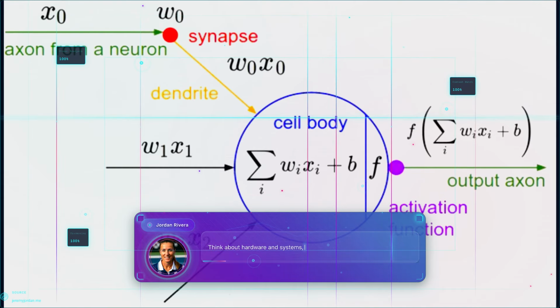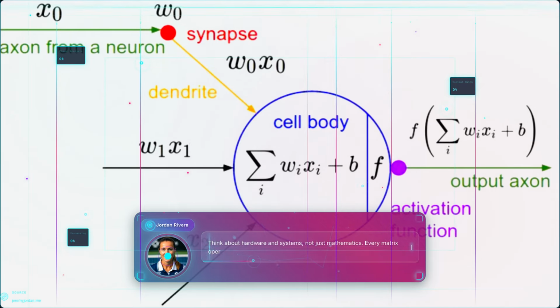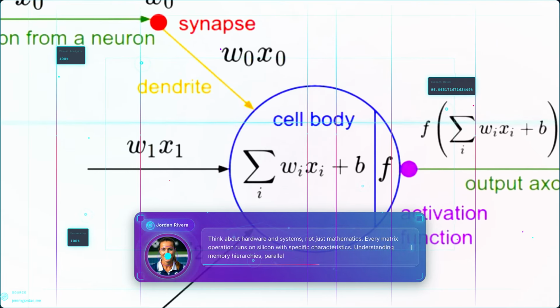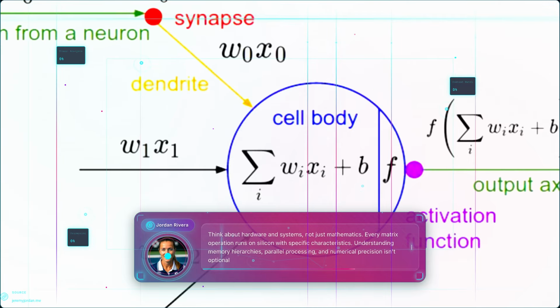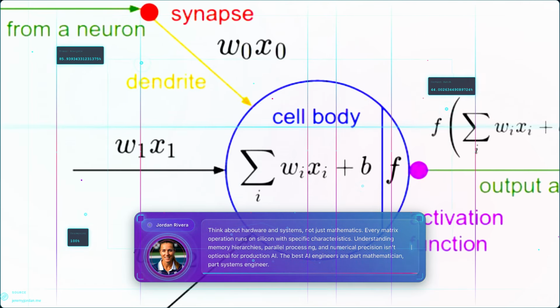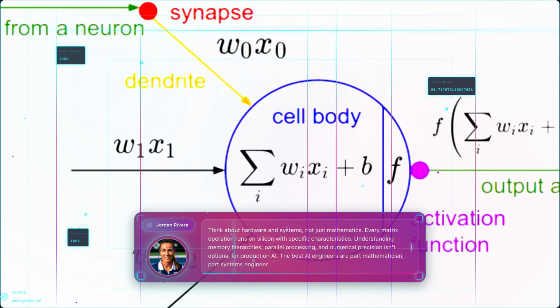Think about hardware and systems, not just mathematics. Every matrix operation runs on silicon with specific characteristics. Understanding memory hierarchies, parallel processing, and numerical precision isn't optional for production AI. The best AI engineers are part mathematician, part systems engineer.